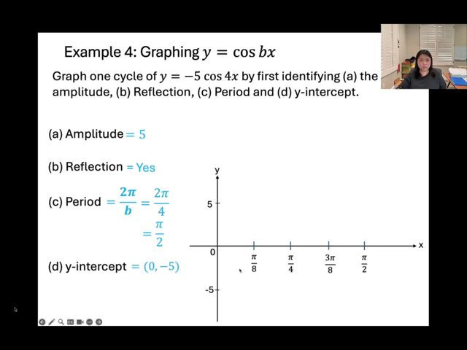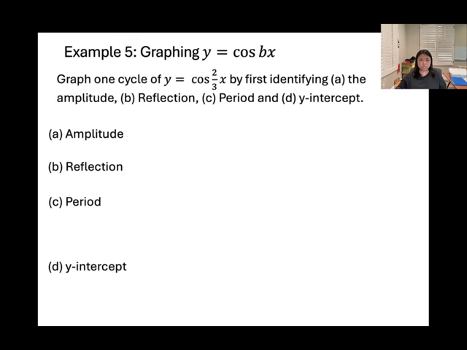Okay? And then y-intercept. This is the reflection, so we're going to be starting from 0, -5. And then pi over 8, and then pi over 4, 3 pi over 8, and pi over 2. Okay, right? That's a cosine curve. It's going to be upside down because it's a -5. And then join all the points together. Write down the name. Okay, right? Try another example.